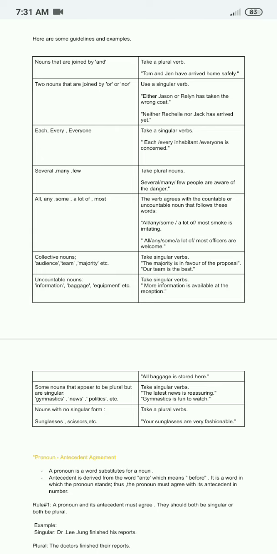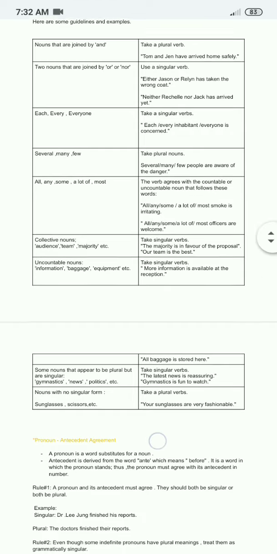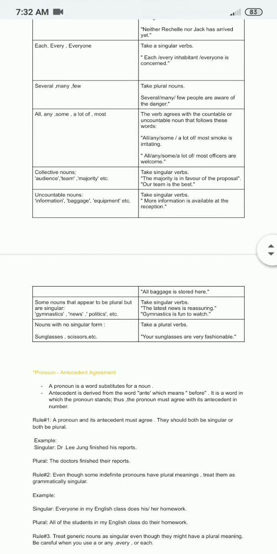Several, many, and few take plural nouns. Several, many, few people are aware of the danger. All, any, some, a lot of, most: the verb agrees with the countable or uncountable noun that follows these words. Examples: All, any, some, a lot of, most smoke is irritating. The other one: All, any, some, a lot of, most officers are welcome.